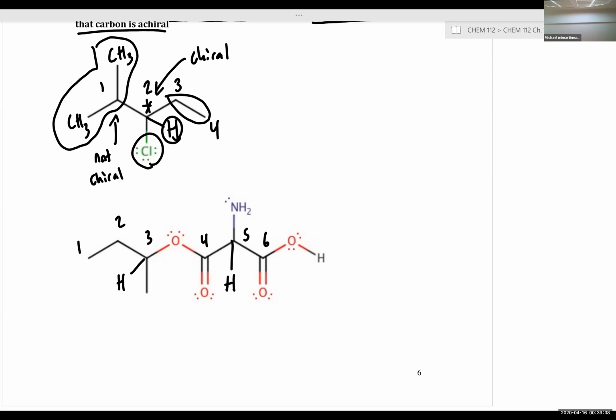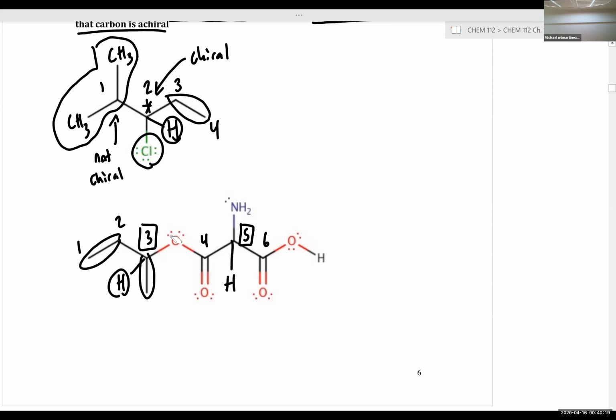Take a moment to type in chat. There are at least 2 answers to this, if not more. Yep. Can I get some more responses in the chat? There are plenty of correct answers for this. Don't be shy to type. So I see a lot of people typing 3 and 5. That is correct. For carbon 3, we have an ethyl group, a methyl group, a hydrogen, and an oxygen.